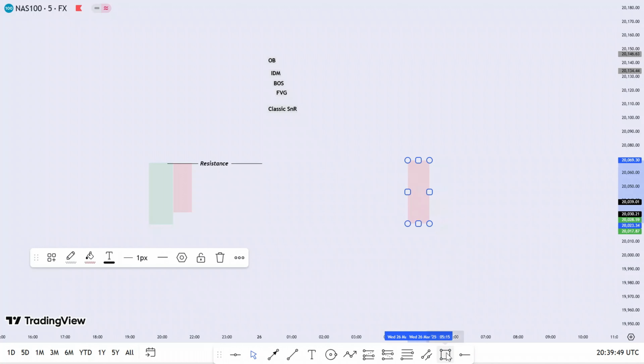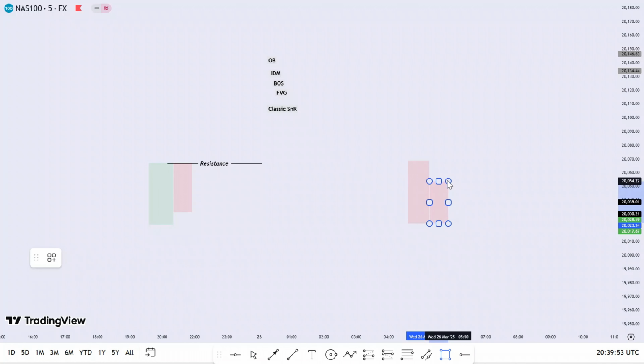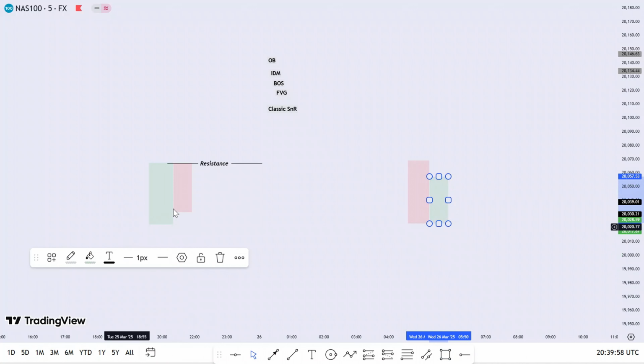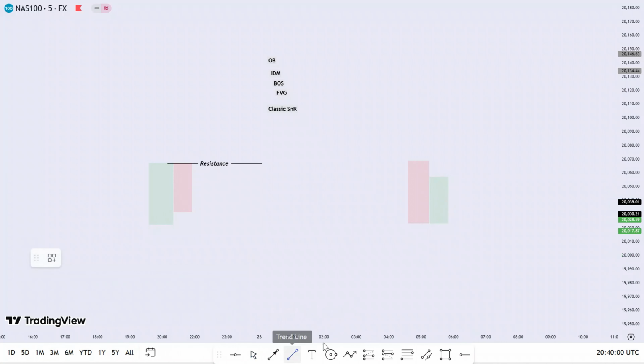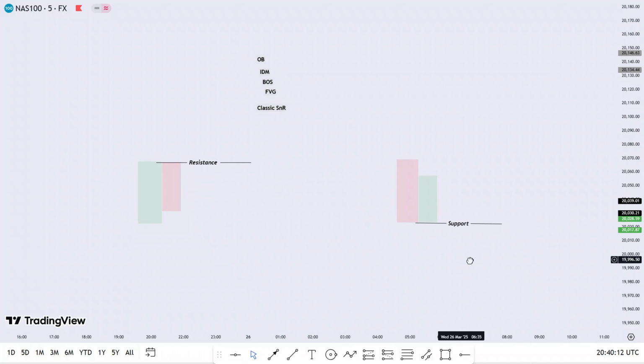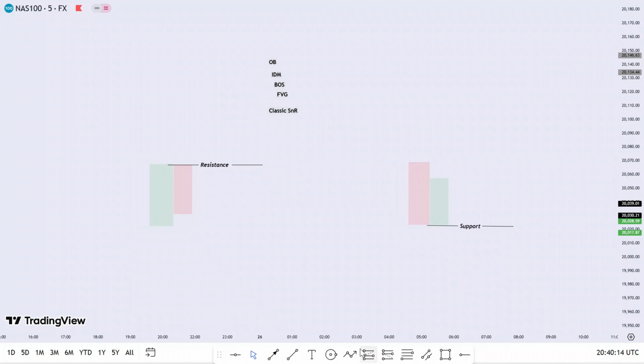So this is for the resistance, and then this is for the support of it. Let's say we have a bearish candle, and then as soon as the next candlestick opens, it pushes to the upside. Okay, so this candle will be green. So this level here is actually a support level.